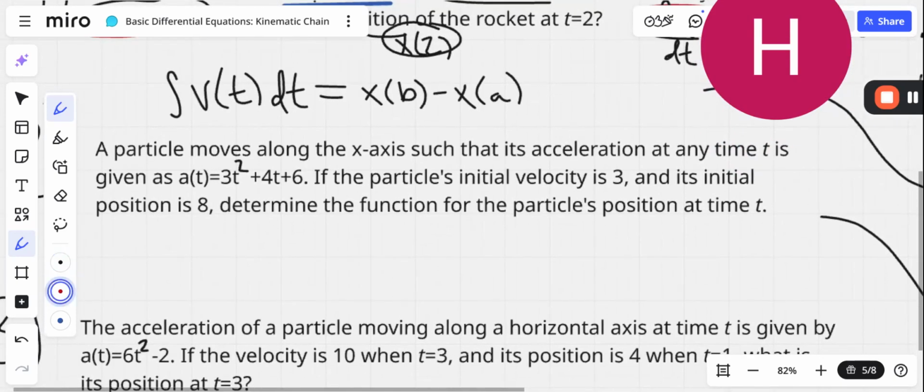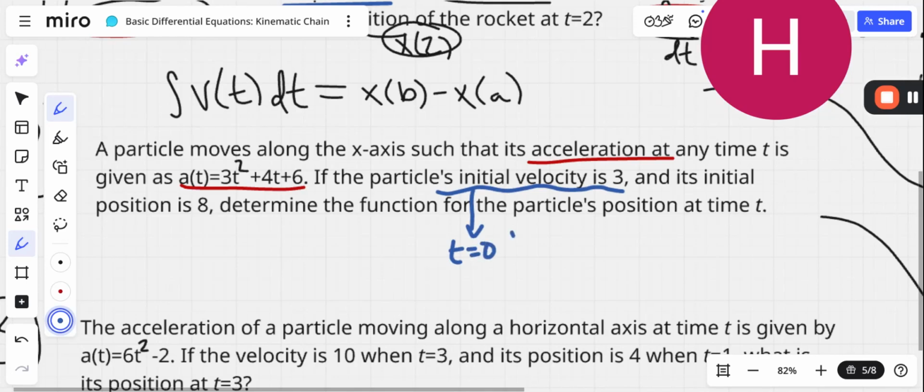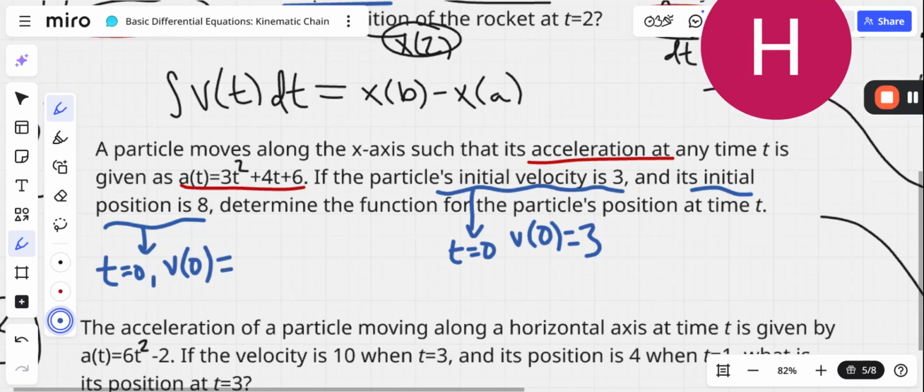Alright, let's get started. We have the acceleration at time t, and it's a quadratic expression. We have an initial velocity. Initial means what? This means time t equals 0. So they're basically telling us that v0 equals 3. Okay. And they're also giving us an initial position at 8, which means that at time t equals 0, x0 equals 8.